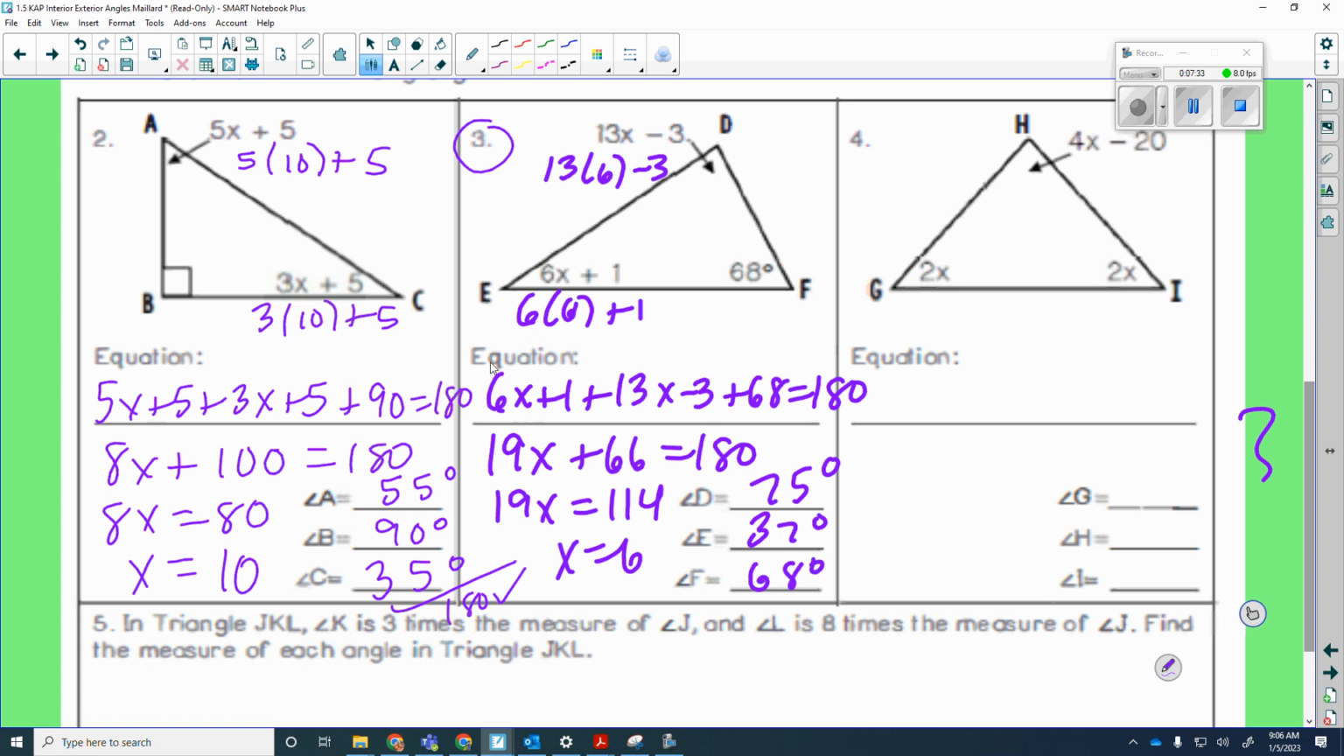And then just check them. 75 plus 37 plus 68. I get 180. So it does work.